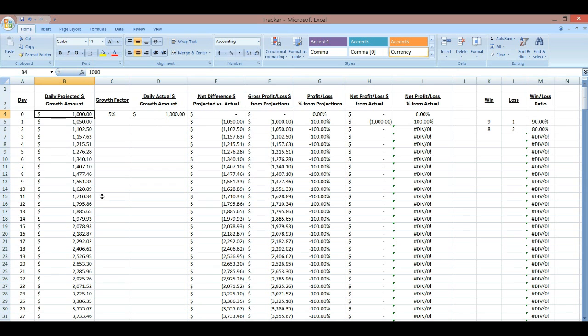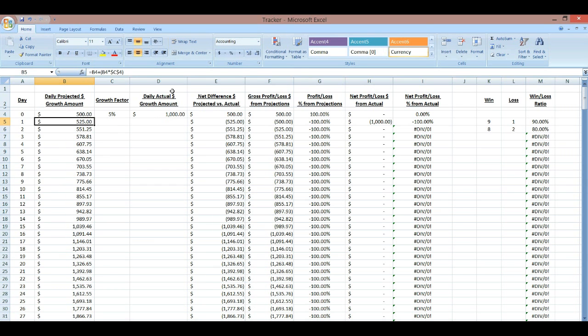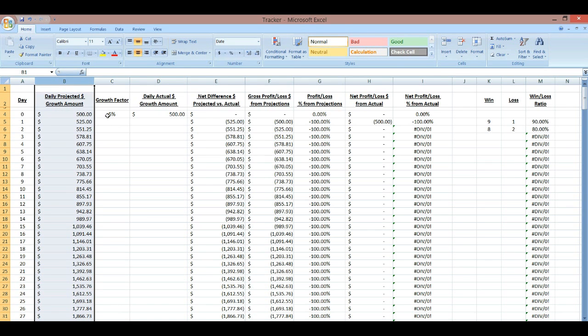Let's say you started with $500. Again, this can be any amount, it doesn't matter. And I would also request that you come in here on cell D4 and put in $500 as well, so the formulas can all take place. Now again, this is all compounded on a daily growth factor of 5%.